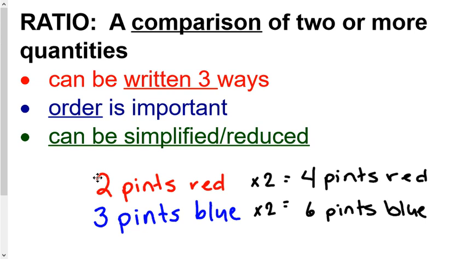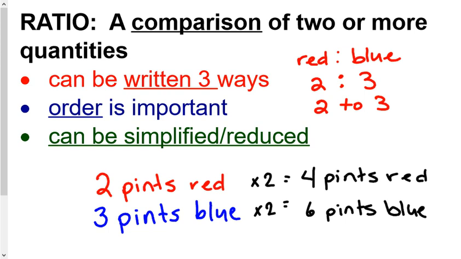So a ratio could be written 3 ways. So I could write these ratios as the ratio of red to blue. I could say the ratio of red to blue is 2 to 3, written just like that. I could say 2 to 3, written like that. And I could even write it like that, where it looks like a fraction. It's not the same as a fraction, but it looks like a fraction. So those are 3 ways that I could write that ratio. The order is important. I could not say the ratio of red to blue is 3 to 2, because if I did that, then I am mixing up the order of the amounts of the paint for each color.